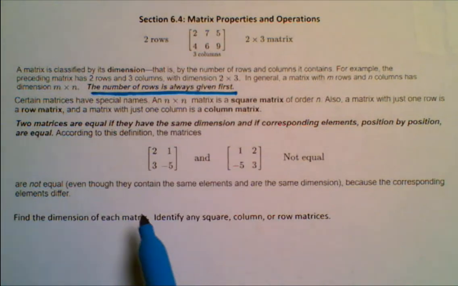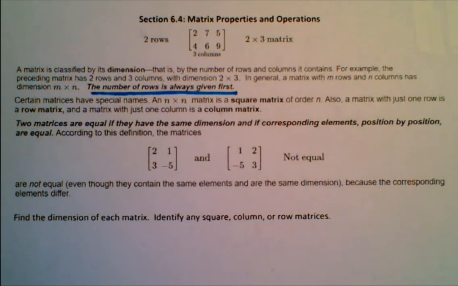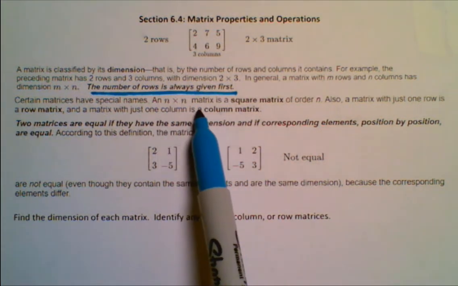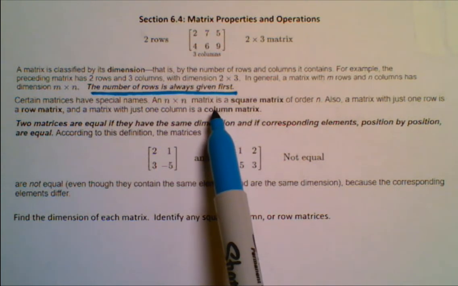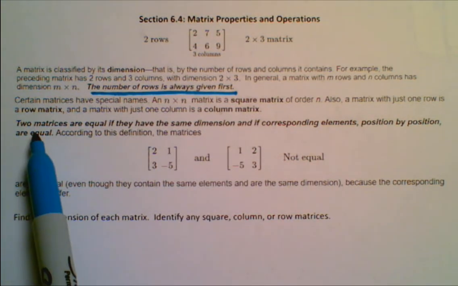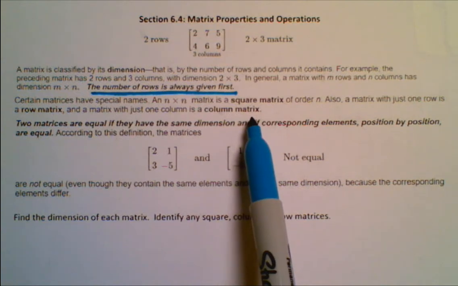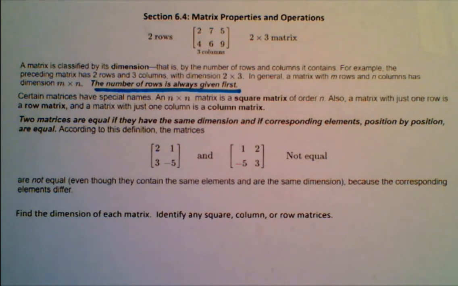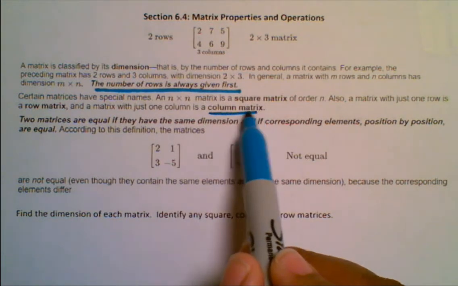So we have what's called a square matrix, column matrix, and a row matrix. A square matrix is a matrix where the row and column counts are identical. A row matrix is a matrix with just one row, and a column matrix is a matrix with just one column.